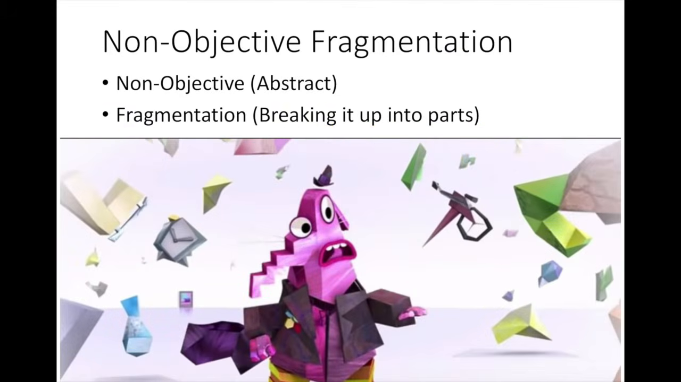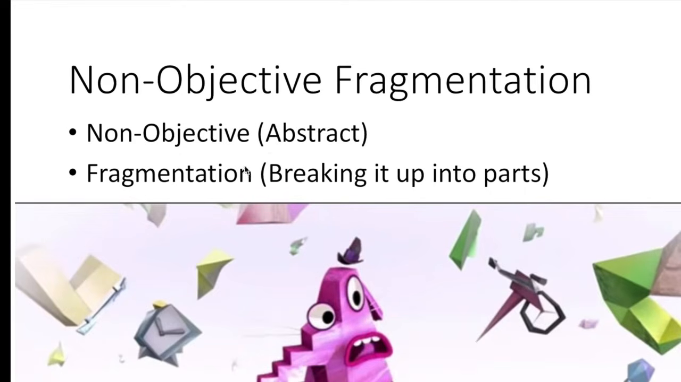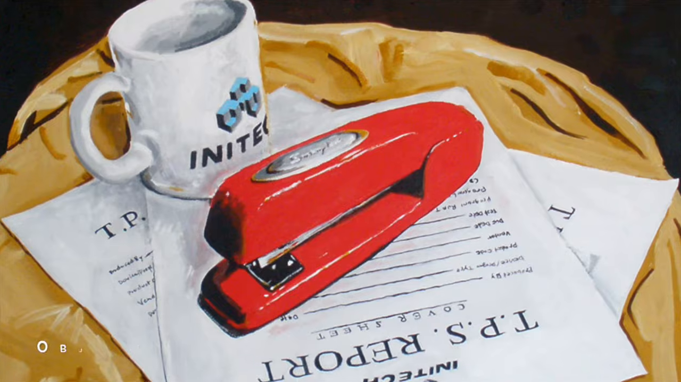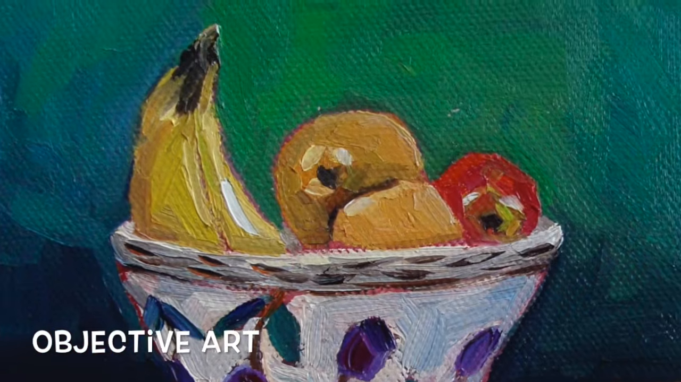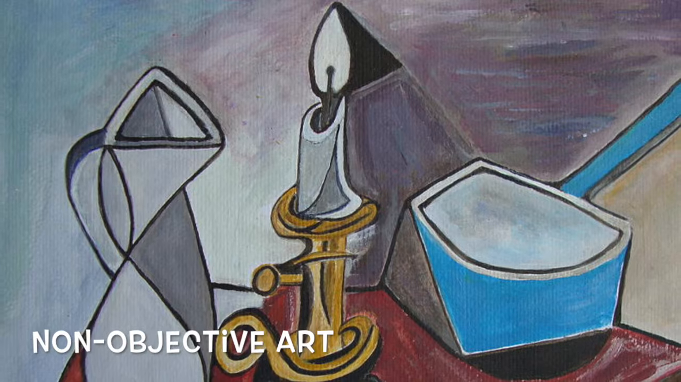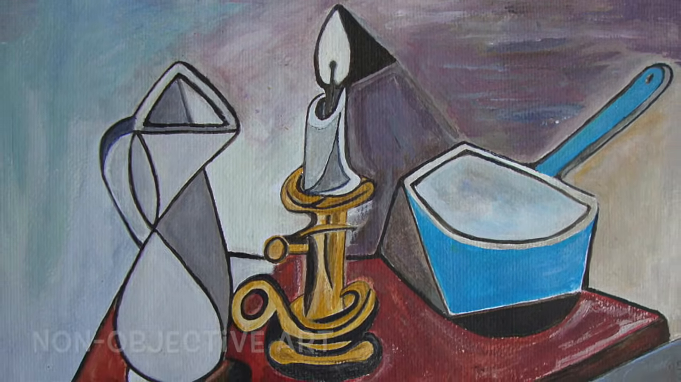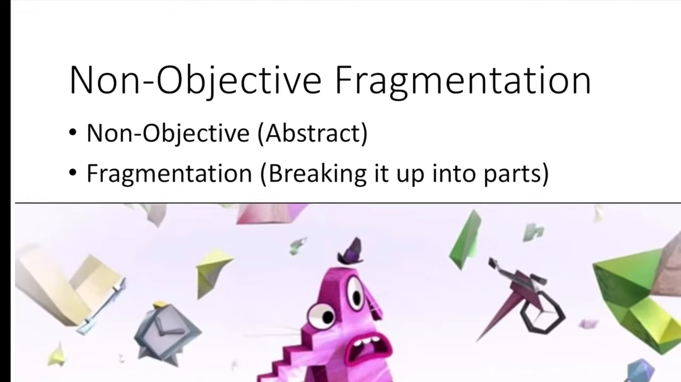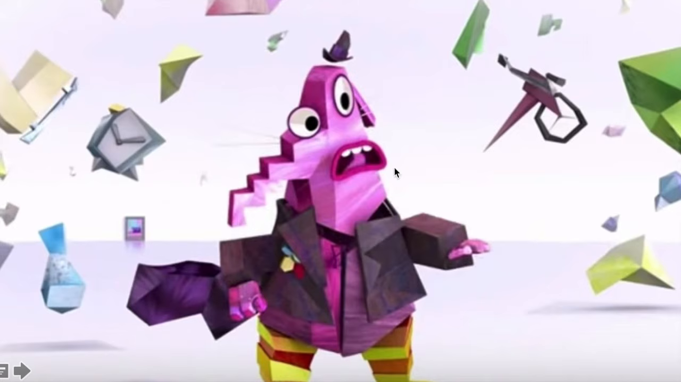So the first phase is non-objective fragmentation. What does that mean? Let's break it down. The first part is non-objective. It's just a fancy way of saying abstract. Objective would be as if you were painting an actual object, for instance, a stapler or a bowl of fruit or a McMuffin. Non-objective is abstract, as in you're not necessarily painting a real object. Fragmentation just means that you're breaking it up into parts. So you can see Bing Bong here has been broken up into his little parts in different ways.